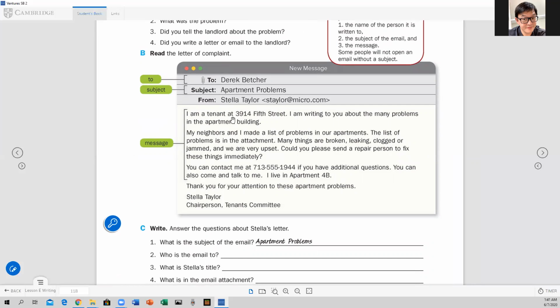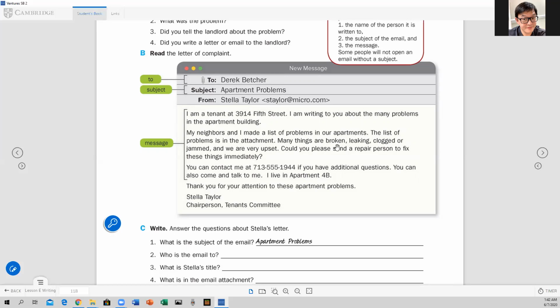I am a tenant at 3914 5th Street. I am writing to you about the many problems in the apartment building. My neighbors and I made a list of problems in our apartments. The list of problems is in the attachment. Attachment is when you send a file, a picture, attached, connected along with this email. When you send a Word file, a PDF file, when you send a picture together, connected with this email, okay? This is the attachment.